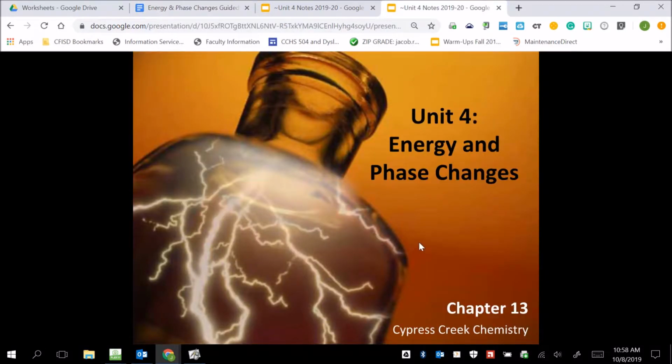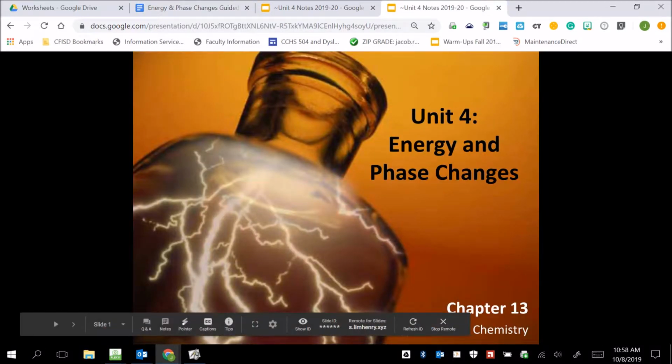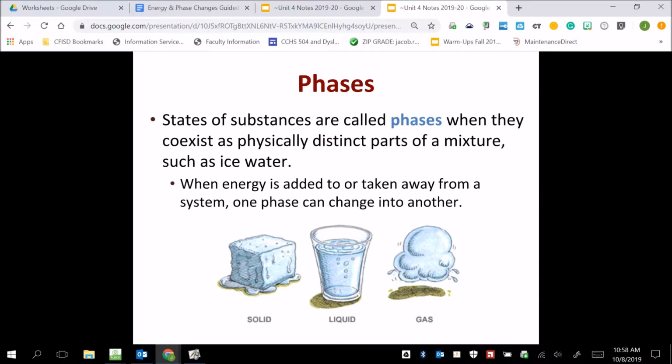Okay, so we're going to start here with a note. And to start off our notes, we're going to talk about what are phases. Phases are the states of a substance when they coexist as physically distinct parts of a mixture, such as ice water. When energy is added to or taken away from a system, one phase can change into another. So we're talking about the states of matter, right? Going from solid, liquid to gas, or how those go. So those are the different phases.